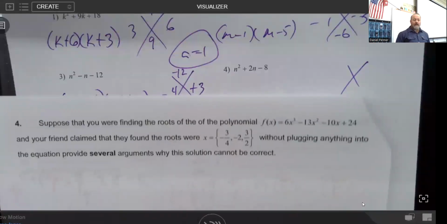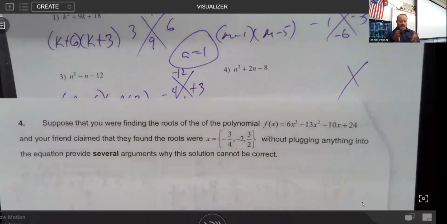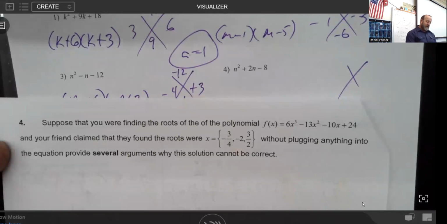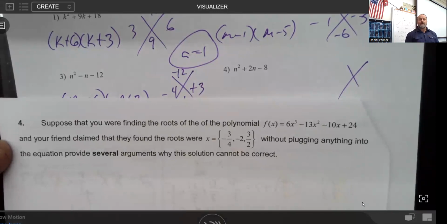Let's just say that this is a situation that we were handed where someone gave me this problem and they said that we were going to find the roots. And one of our friends, a student, went through and found these roots. And I wanted to know a couple of arguments that would shoot this one down.